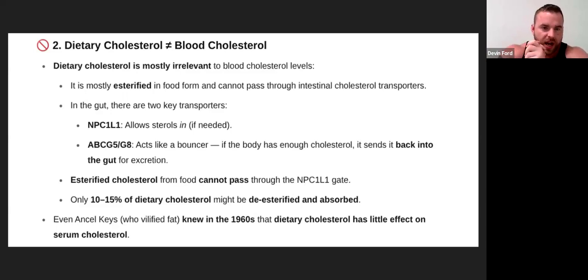So think of it like this. In the gut, there are two key transporters, two bouncers essentially. There's the NPC that allows the sterols in. Cholesterol is a sterol, so it allows cholesterol in. Then once it passes the NPC, it goes to the ABC. I just realized that's ABC, the first three letters. That's pretty funny. Anyway, he's the next bouncer.